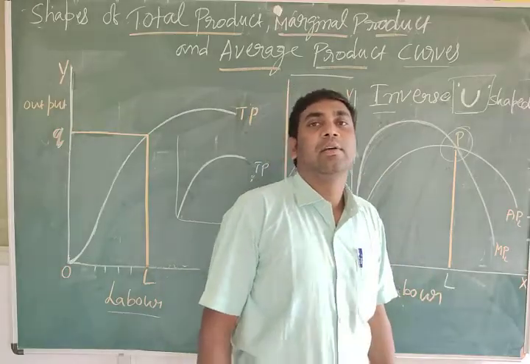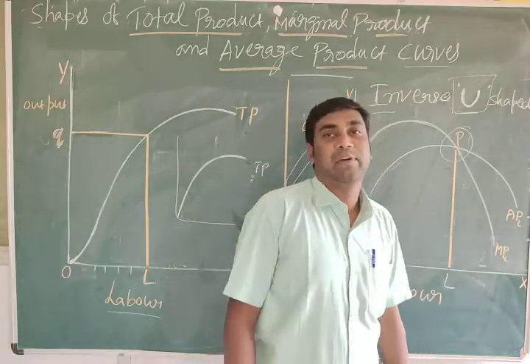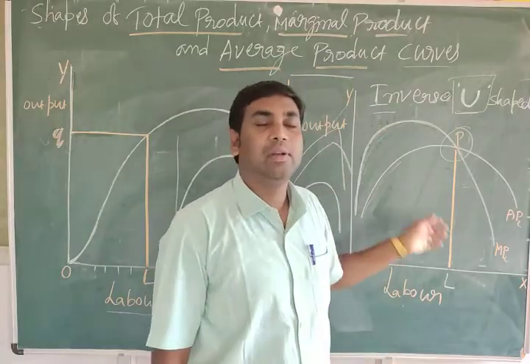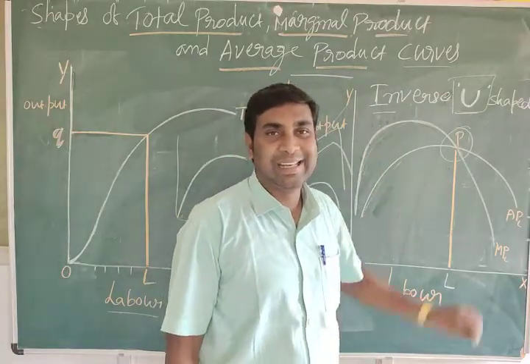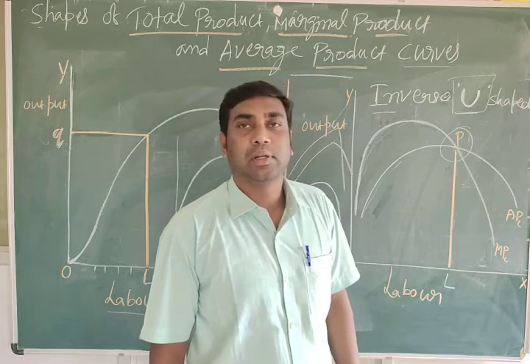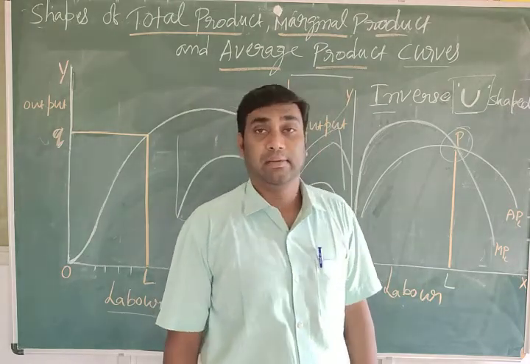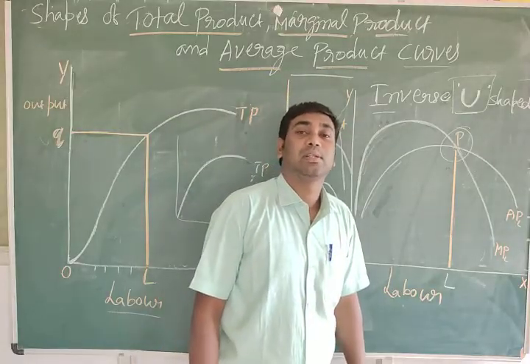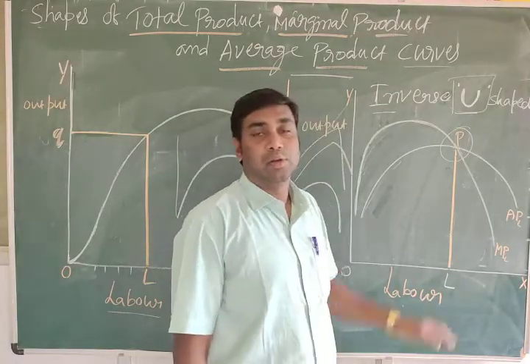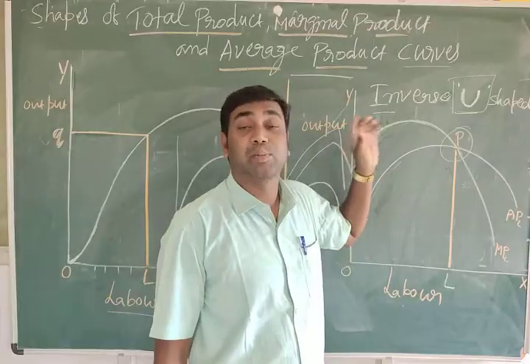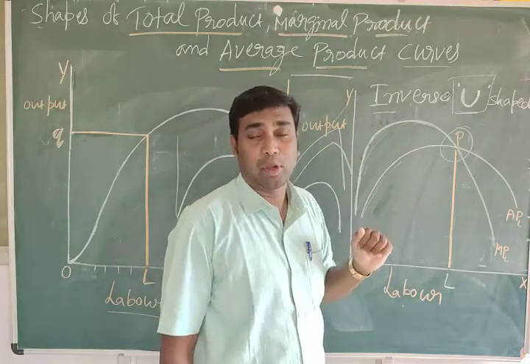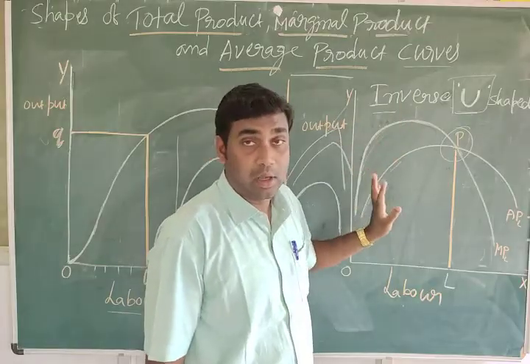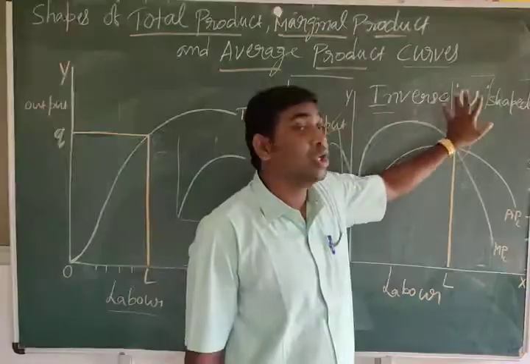Why? Because only the variable factor is increasing and the remaining factors are fixed. So when the variable factor is increasing, the marginal product increases up to a certain level of employment. After that, the marginal product starts falling, and when it starts falling, average product also starts falling. Both marginal product and average product curves look inverse U shaped.